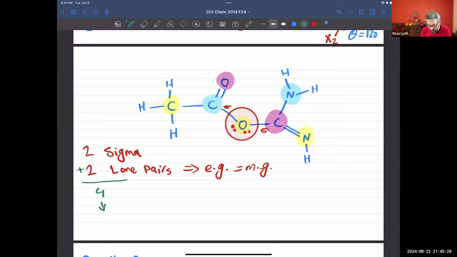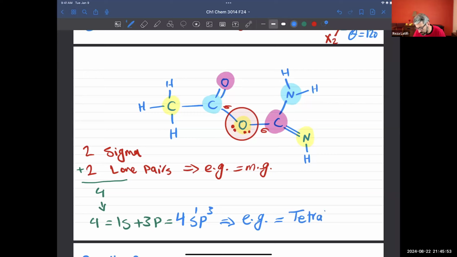That means the hybridization is going to be sp3. So 1 from S and 3 from P, I get 4 orbitals of S1 and P3. The expected electron geometry, because the hybridization is sp3, should be tetrahedral. But what's going to be the molecular geometry? I see oxygen with 2 lone pairs attached to 2 different atoms. What should I call it? It will be bent. So that's going to be bent geometry.